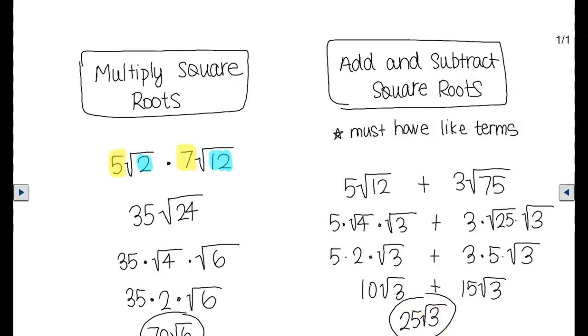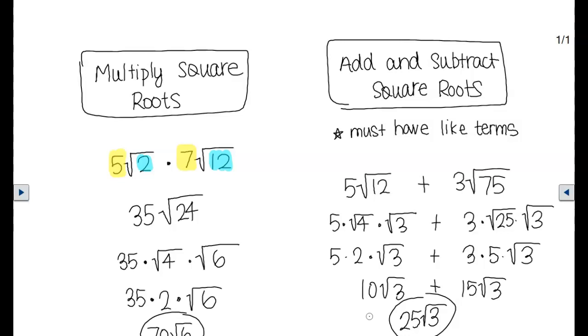Now, you will be having a quiz Thursday on these two skills. Multiplying square roots, adding and subtracting square roots. The new stuff that we're going to work on today will not be included on that quiz.